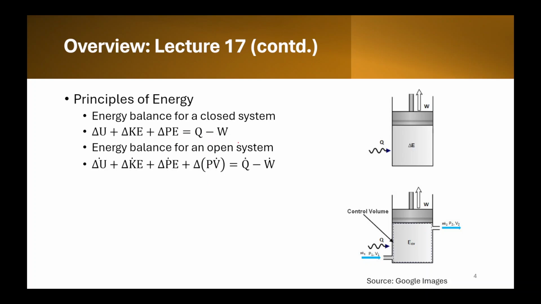And the energy balance for an open system is shown here. It is the rate of change in internal energy plus the rate of change in kinetic energy plus the rate of change in potential energy, plus this PV work shown here. The rate of work can be defined as shaft work plus the flow work. You can see here some fluid is flowing, so some mass is entering and some mass is coming out. This flow work is characterized by this PV work here.